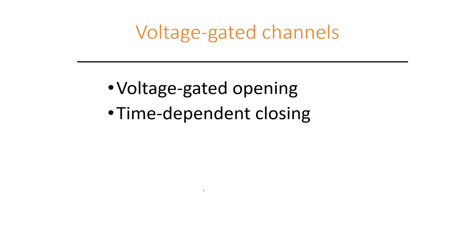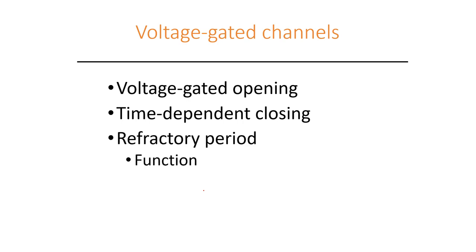So, voltage-gated ion channels have particular characteristics. They demonstrate a voltage-gated opening. They demonstrate a time-dependent closing, so over time they close. And they demonstrate what's known as a refractory period, where no matter how much stimulation you apply, you won't be able to open it.